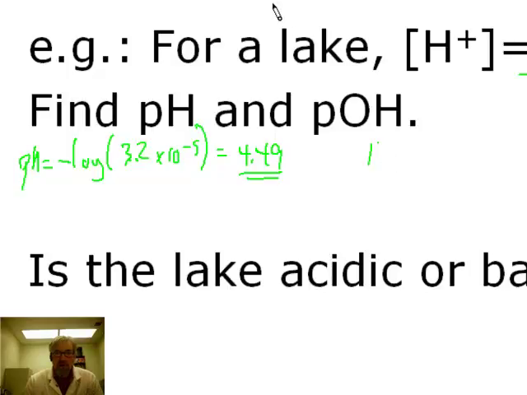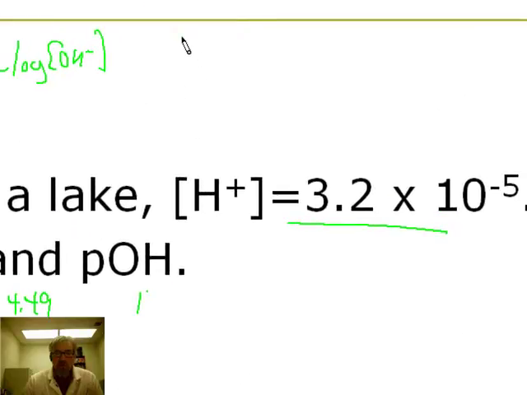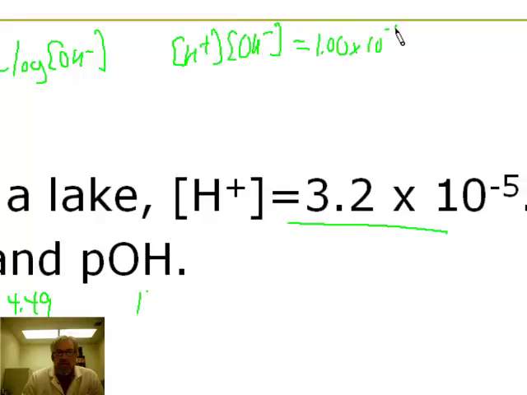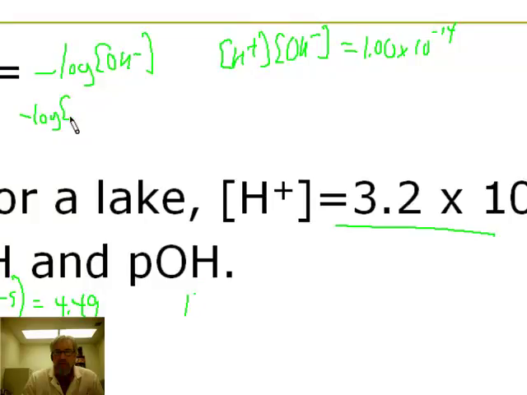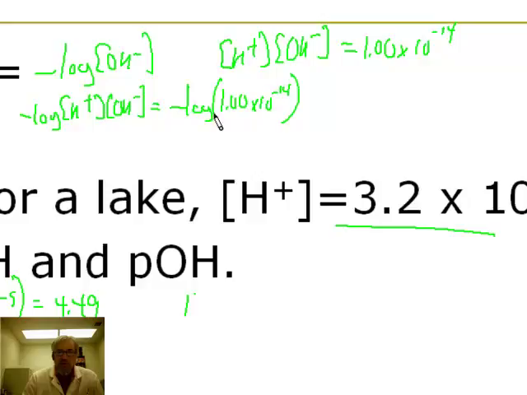But there's another way. If I take a look at the idea that the concentration of H+ times the concentration of OH- has to be equal to 1.00 times 10 to the negative 14th, if I take the negative of the log of both sides, here's what I get. Minus base 10 logarithm of H+ concentration times OH- concentration is equal to minus the base 10 logarithm of 1.00 times 10 to the negative 14th. Well, on the right-hand side, minus base 10 logarithm of 1 times 10 to the minus 14th is just 14.00.